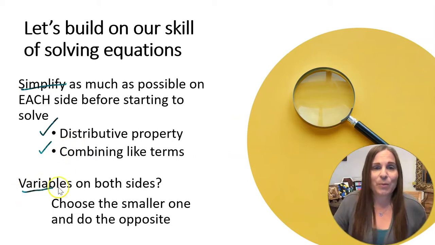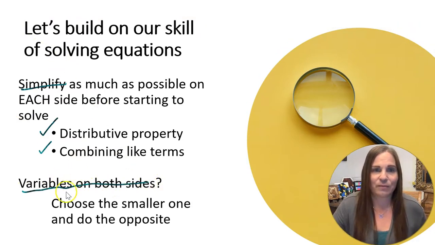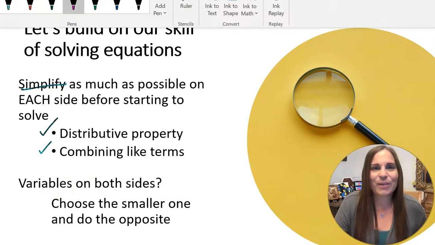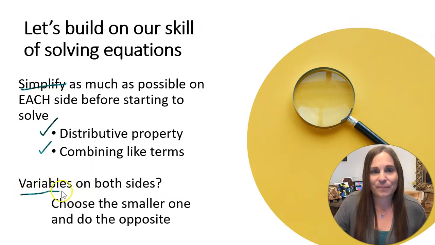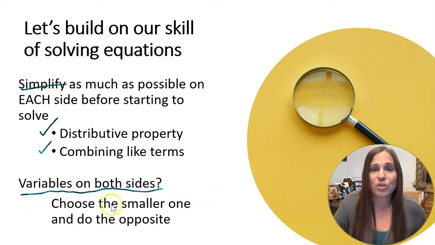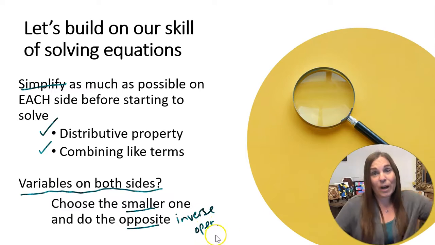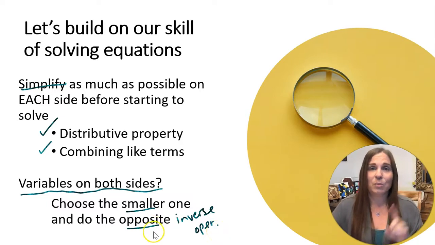When you have variables on both sides, like we have here, most of the time, okay, you heard me, I said most of the time, you want to choose the smaller one and do the opposite or inverse operation. We're going to see one where that's not the case, and I'll explain why when we get to it. But most of the time when you have variables on both sides, choose the smaller one.